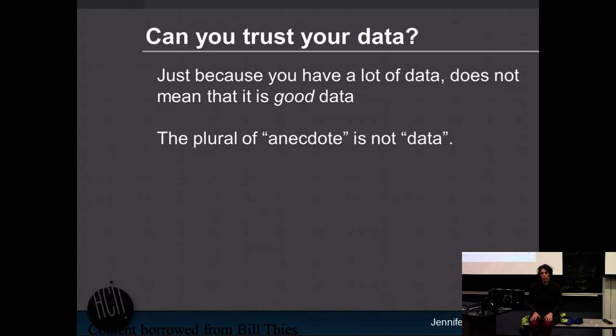And I think one of the most important things to realize is that the plural of anecdote is not data, on the one hand, and that just because you have a lot of data on the other doesn't mean it's good data or it's answering the question you think it's answering. So good data with respect to what you care about.